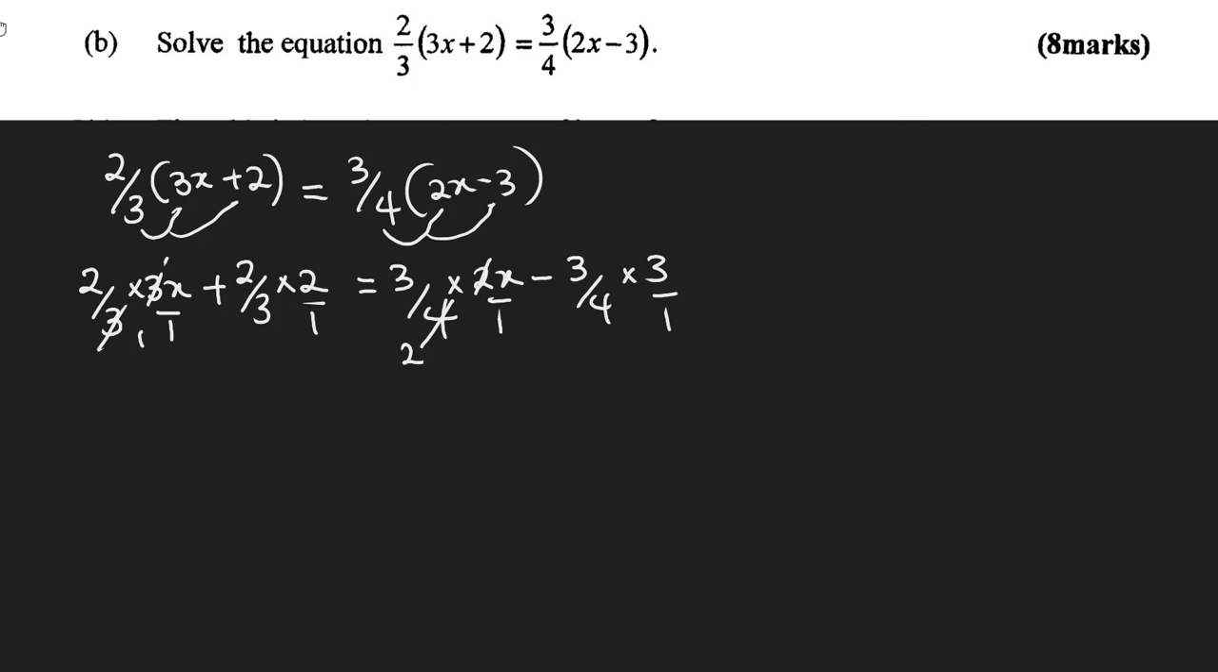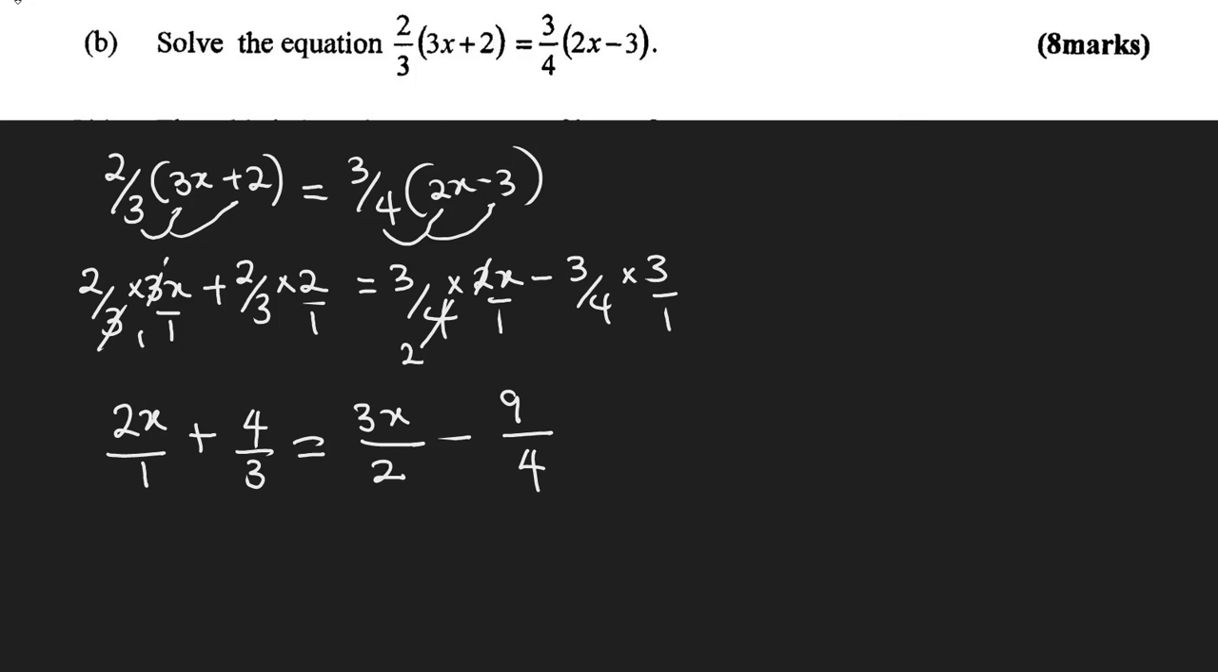So now we'll be left with what? 2 times x, right? 2 times x here, which is 2x. So we have 2x over, balance it with 1. Then we have plus 2 times 2 is 4, now over 3. So 4 over 3, because the denominator is 3 times 1. Then we have equals to 3 times x is 3x. So we have 3x over 2 times 1 is 2. Then we have minus 3 times 3 is 9 over 4 times 1 is 4.